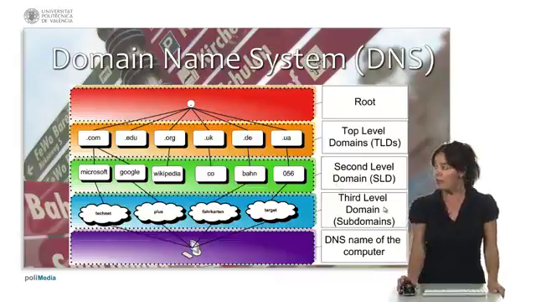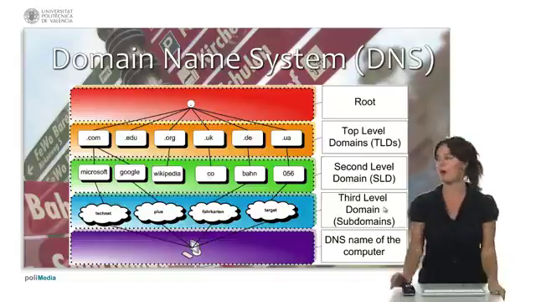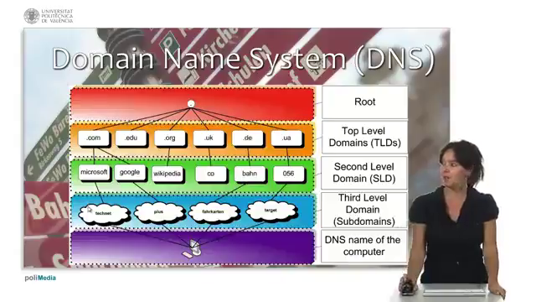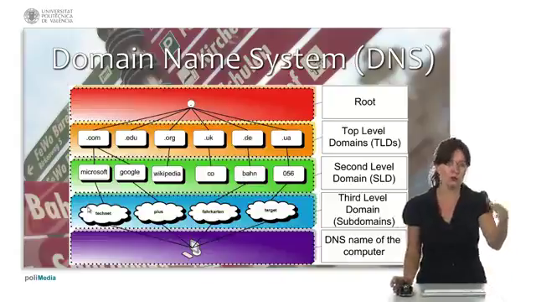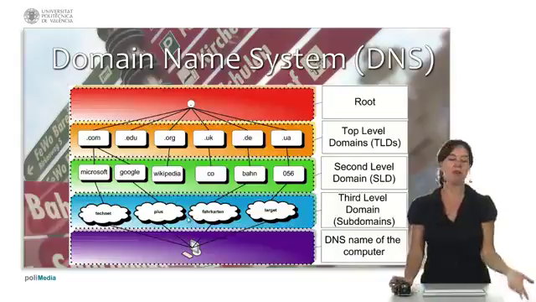And then there's a third level domain, which is a subdomain which specifies even more where we are. For example, we can be on the TechNet within Microsoft.com. And finally, these are the hierarchical levels that make up the DNS of the computer.